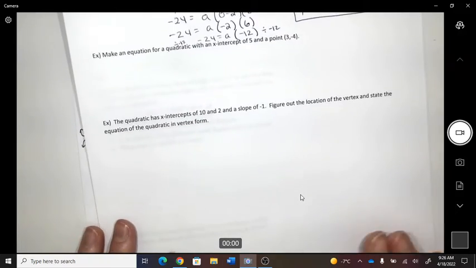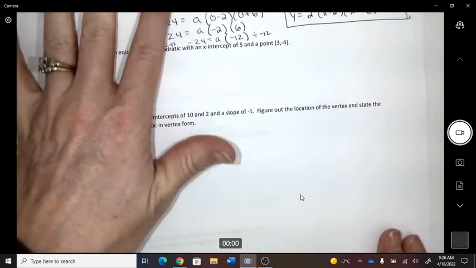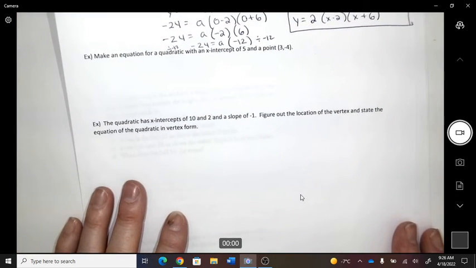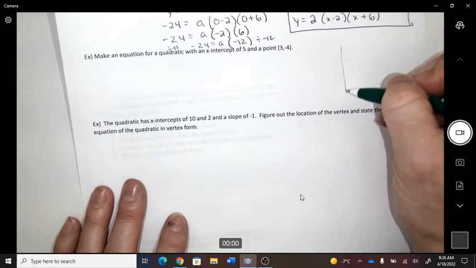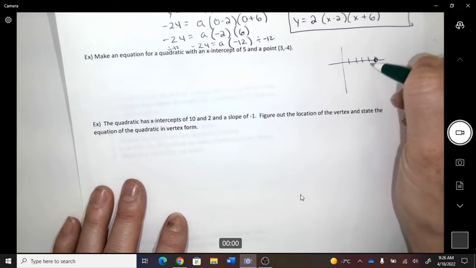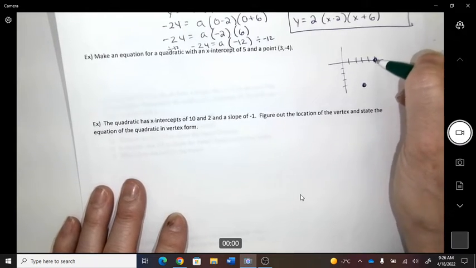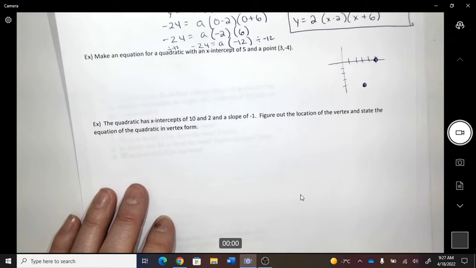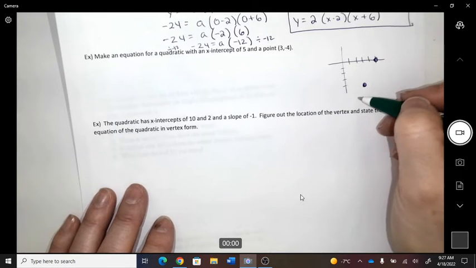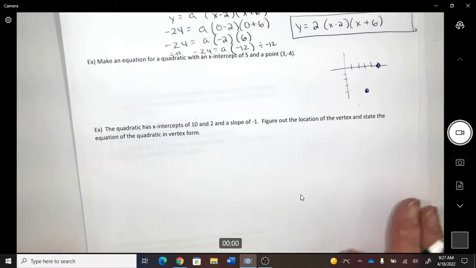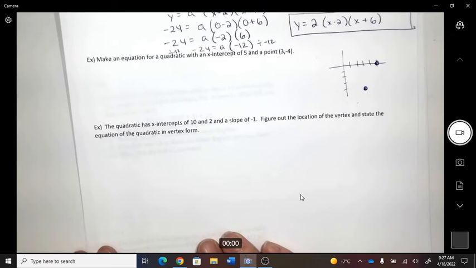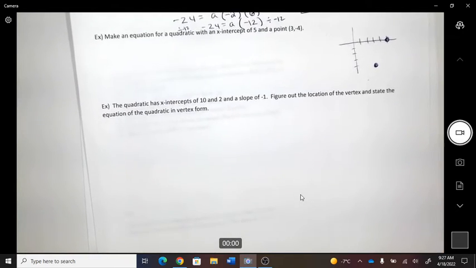Okay, let's see where we go here. Make an equation for a quadratic with an x-intercept of 5 and a point 3, -4. You know what, I'm going to skip that question because I'm not even sure if I would have enough info to even go any further. Okay, I'm just going to skip that one because I feel like there's not enough info on that.